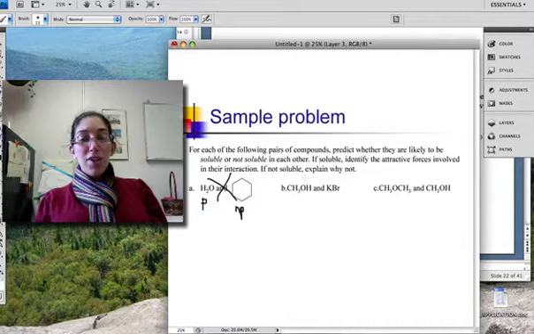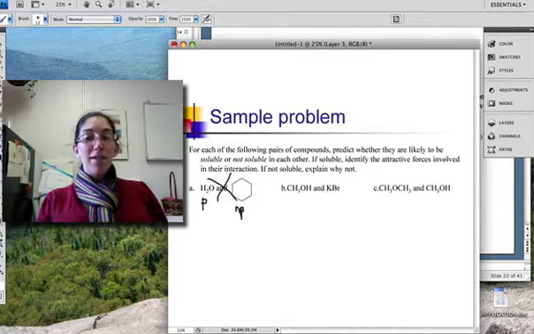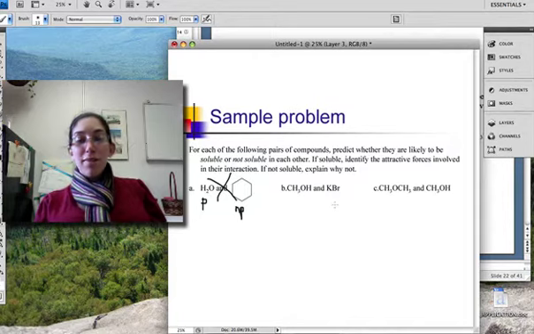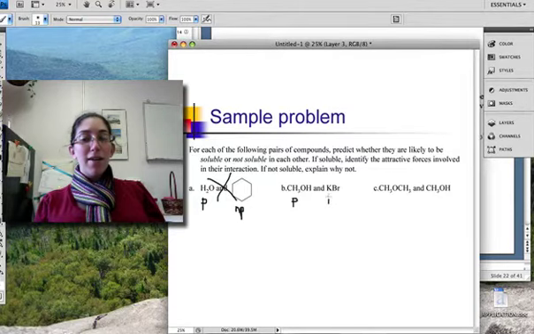How about methanol, CH3OH, an alcohol, and KBr, potassium bromide. Are they polar or nonpolar? Let's see. CH3OH, polar or nonpolar? It's polar. KBr, potassium bromide, polar or not polar? It's a bit of a trick question here. Potassium bromide is ionic.